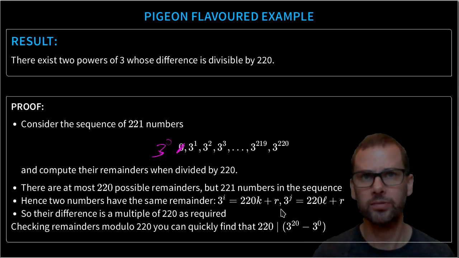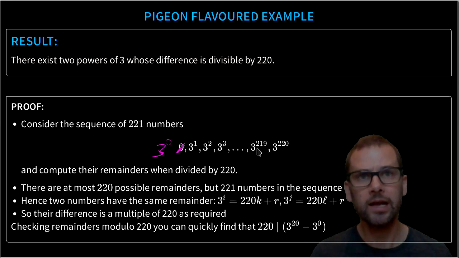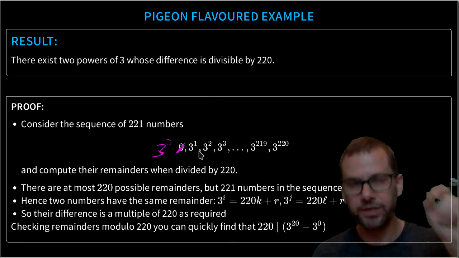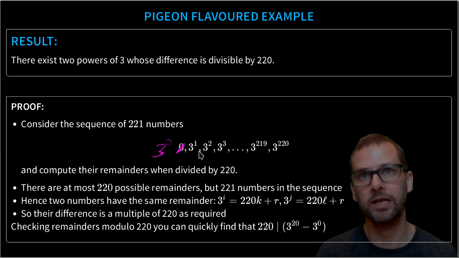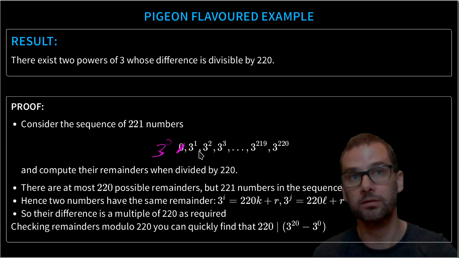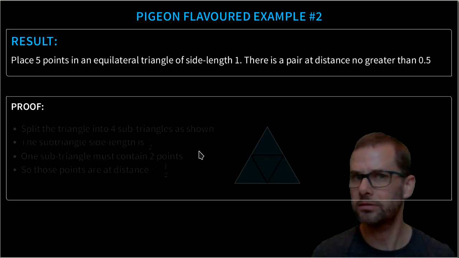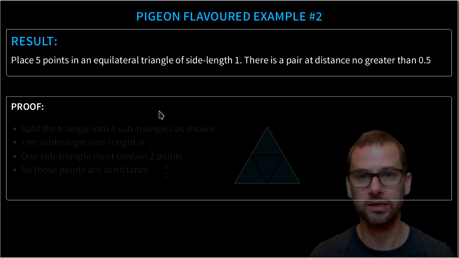Okay, so you can check that pretty quickly. But again, by thinking about how many boxes things can go in, we can see that two of these numbers, when I compute the remainders, end up in the same box, and that's enough to give us the result. Here's another similar sort of pigeonhole principle example.